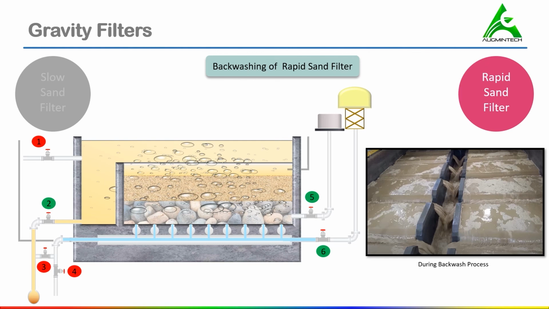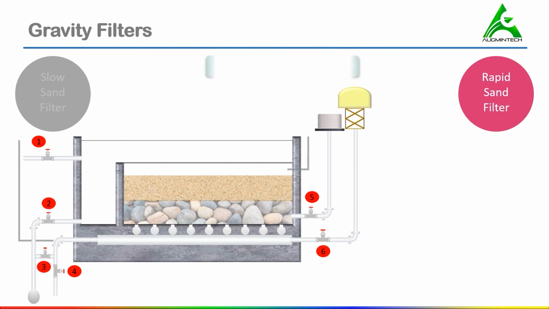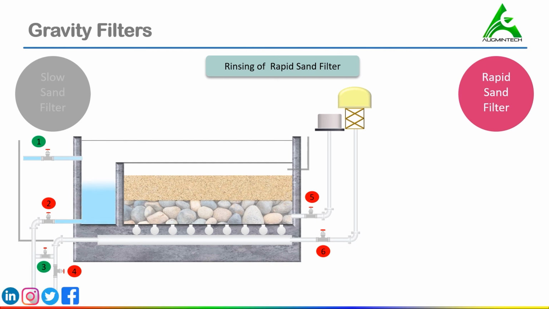After the washing of the filters has been completed, we need to close valve number 5 followed by valves number 2 and 6. Once backwashing is completed, we need to rinse the rapid sand filter. For rinsing the rapid sand filter, we need to open valve number 1 and 3. This restores the inlet supply through valve number 1.